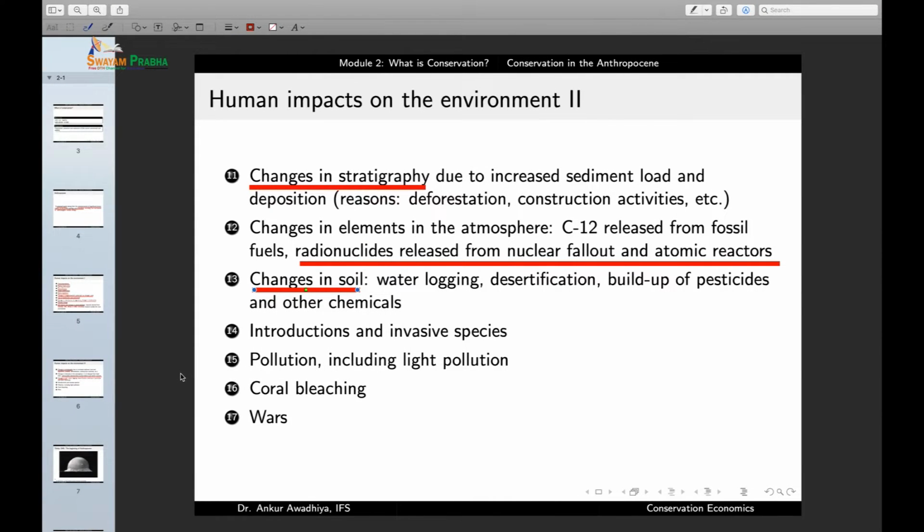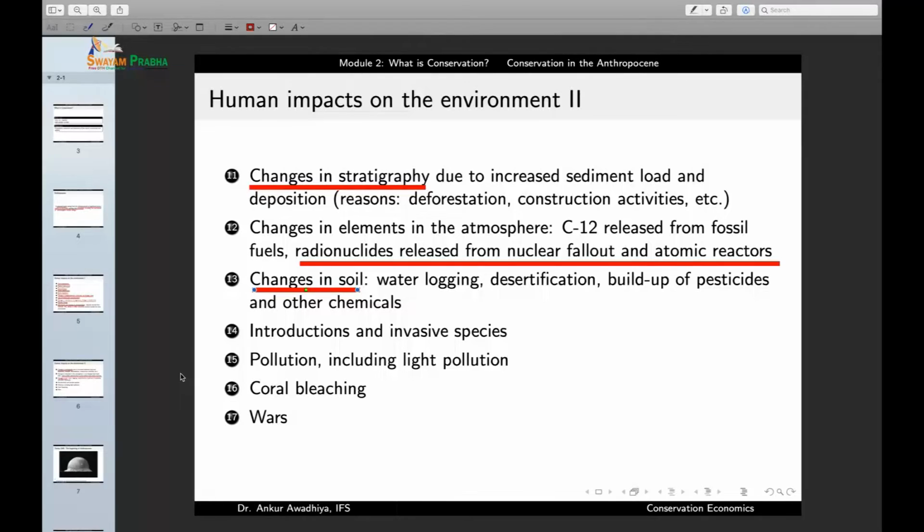Then we are seeing desertification in those areas where we are excessively taking out water, and we are also letting animals perform overgrazing. So that is leading to the soil turning into a desert soil. Then there is buildup of pesticides and other chemicals that are being sprayed, especially for agriculture, but also because of those chemicals that are being released due to industrial activities. So that is leading to major changes in the soil.